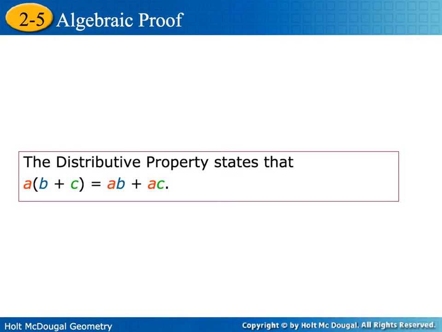Don't forget the distributive property. This is not part of the equality properties, but do go ahead and write this below that table. That just tells me if A is on the outside of the parentheses, I can multiply it into both of them.